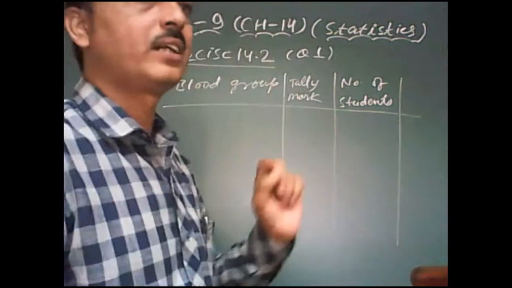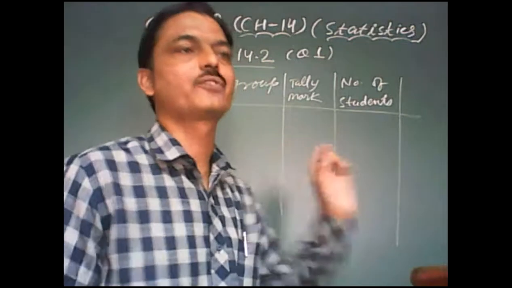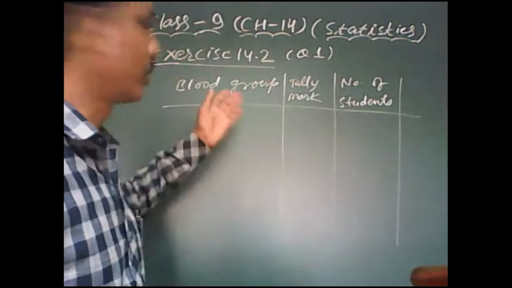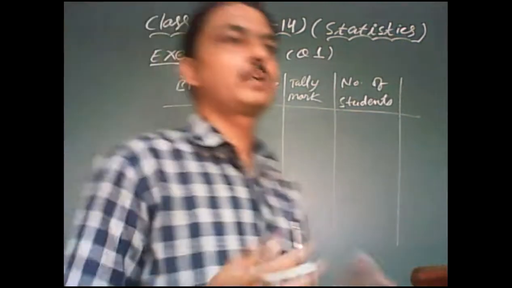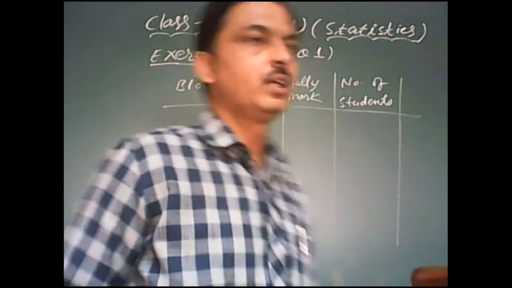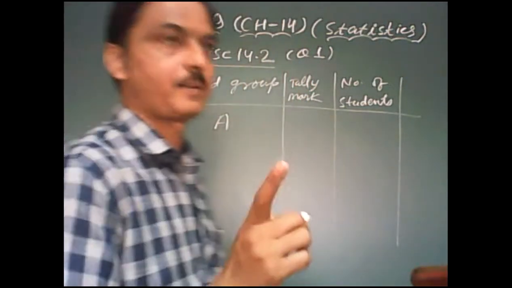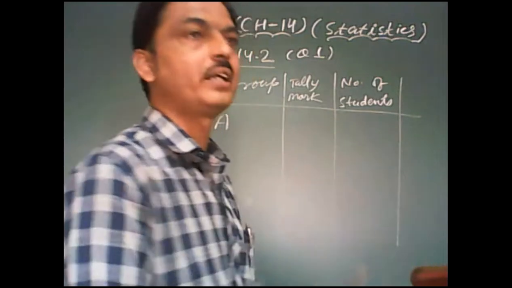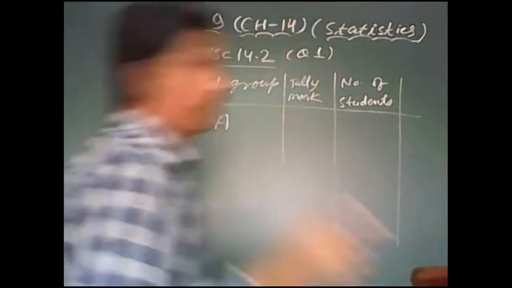So, what is given here? The blood groups of 30 students of class 8 are recorded as follows. There are some blood groups given: A, B, O, AB, right? And we convert this table into a frequency distribution table. So first blood group, that is A. Now use the tally mark and count how many students have blood group A.